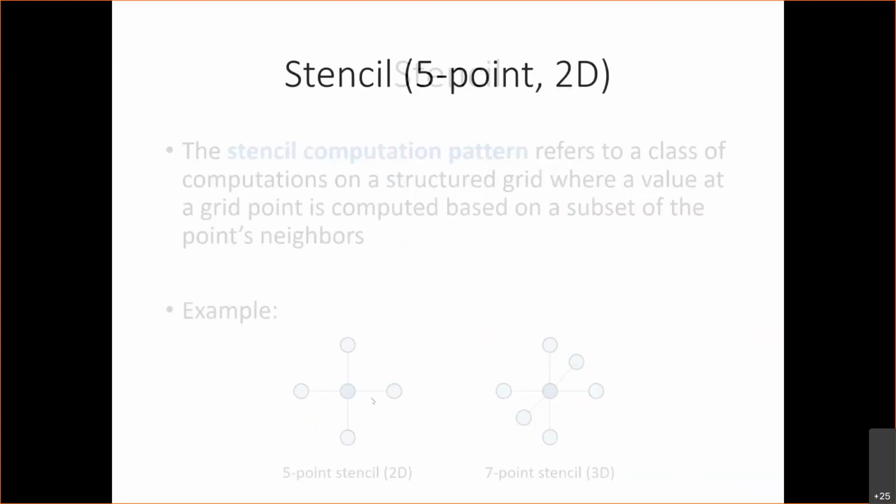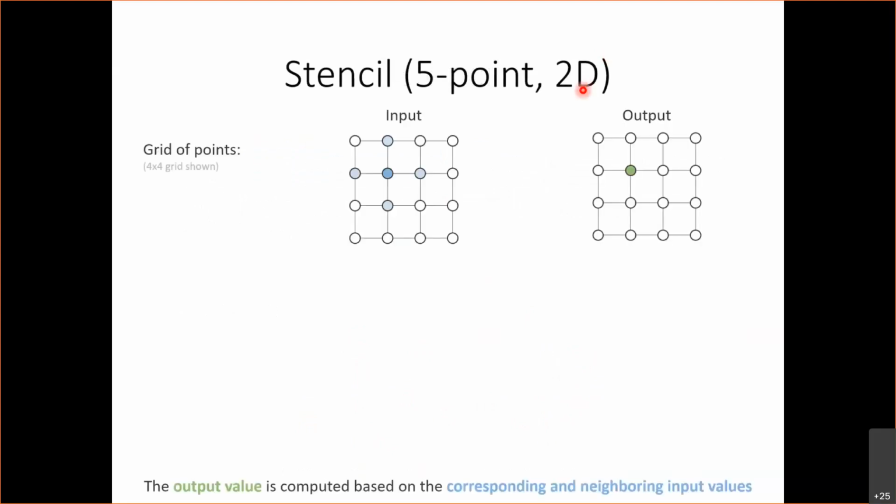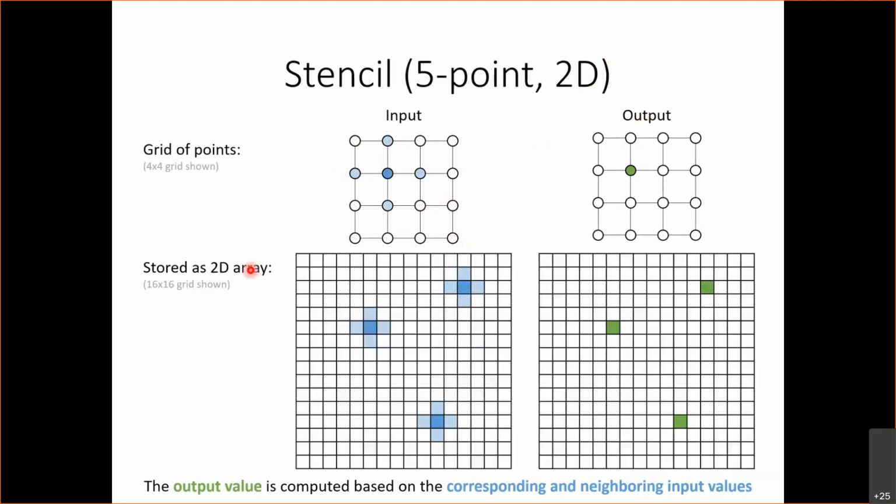So if I have a 2D 5-point stencil, I basically have a grid of points. Here I show a 4x4 grid. And in the output grid, this element here is going to be based on the corresponding elements in the input grid and the elements that neighbor it in the input. Now, typically, these grid points are conveniently stored as 2D arrays.